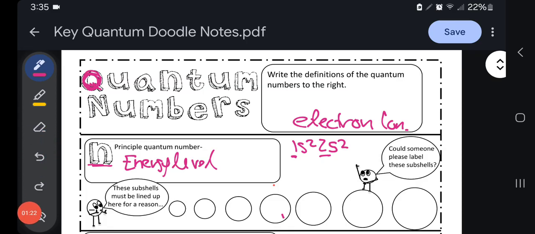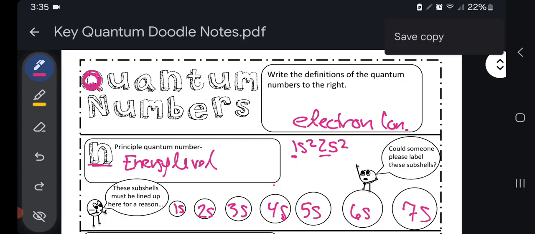Now the textbook definition is, this lets you know the size of the orbital. If the electron is in n equals 1, it is close to the nucleus. If it is n equals 6, it's far away from the nucleus. Okay, and that's because, for instance, the spherical shape represents the s orbital. So this would be your 1s, your 2s, your 3s, 4s, 5s, 6s, and 7s.